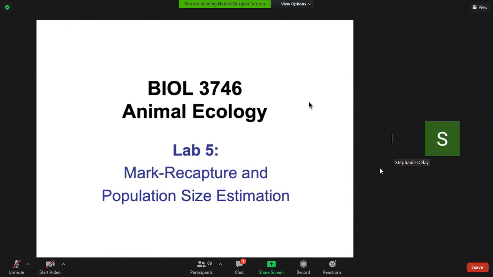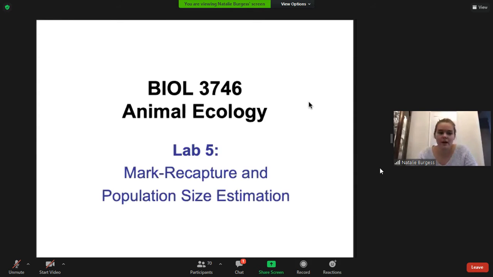Yeah, looks good. Yeah, we can see it. Okay, so this is lab 5. We're going over mark, recapture, and population size estimates.